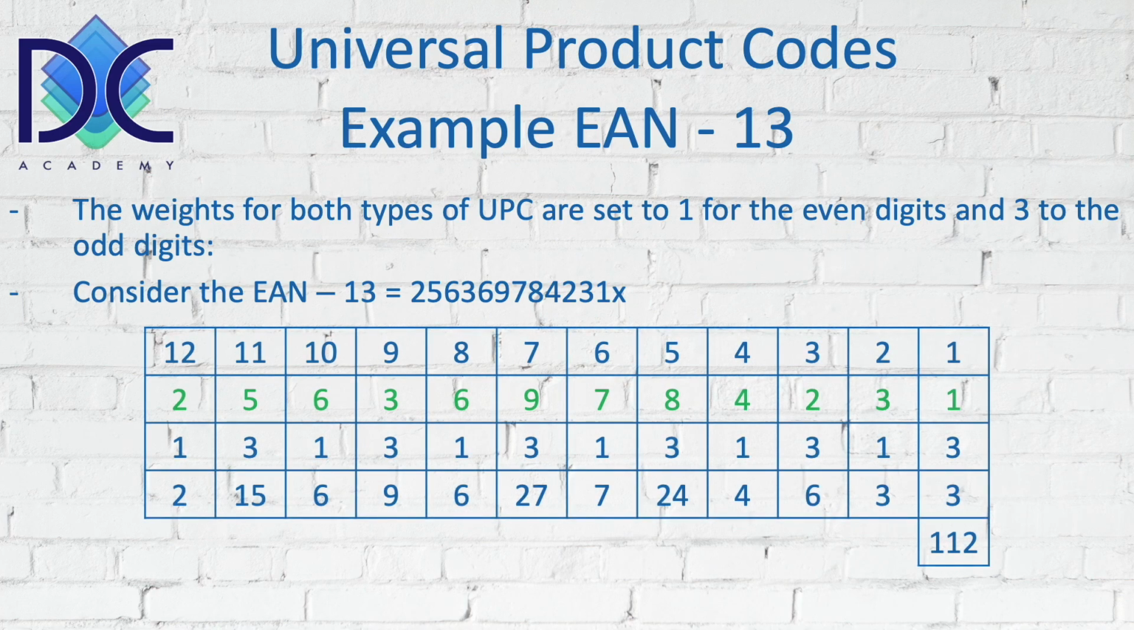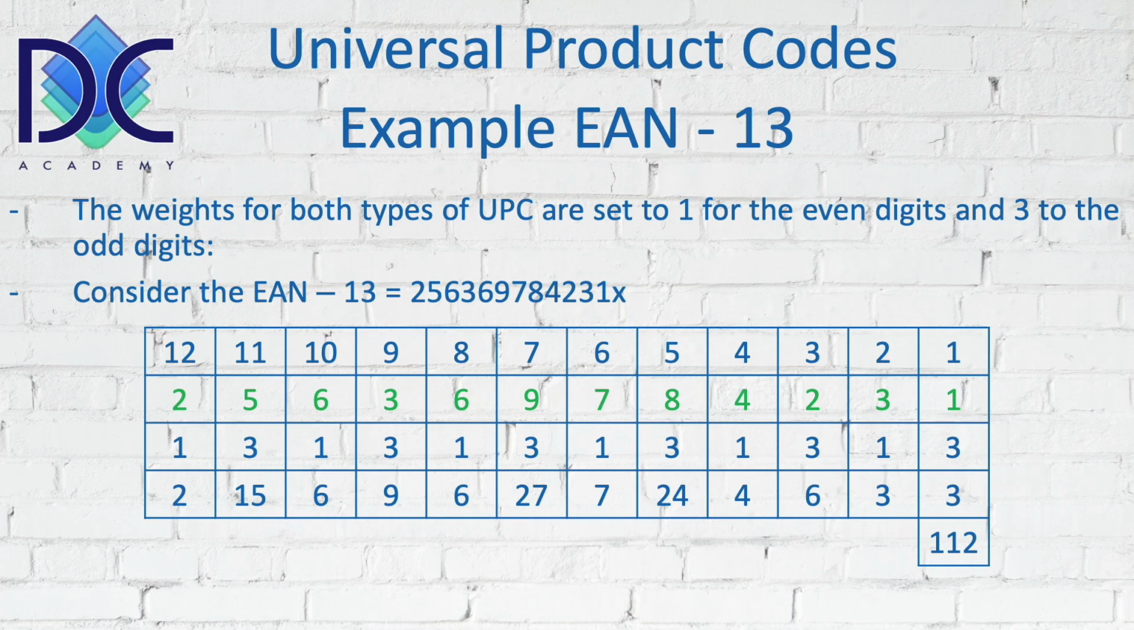So we do the same principle here. We put them in the calculation. We multiply 2 with 1, 5 by 3, and so on. So all the numbers in the even positions are multiplied with 1, and the numbers in the odd positions are multiplied with 3.